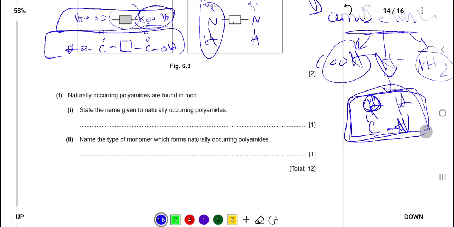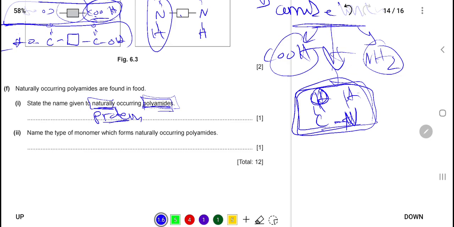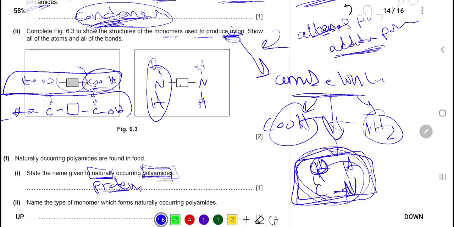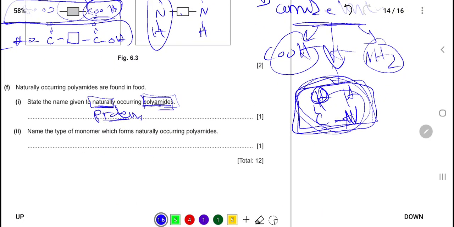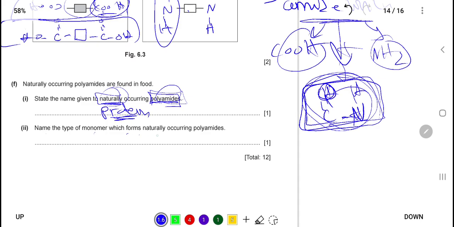That's the last part. Naturally occurring polyamides are found in food. What are naturally occurring polyamides? Proteins. When I say naturally occurring polyamide, it's proteins, because proteins have the same linkage as nylon. Please learn this, okay? The only difference is that proteins are natural. Now name the type of monomer which forms naturally occurring polyamides. What forms proteins, from your biology, is amino acids.